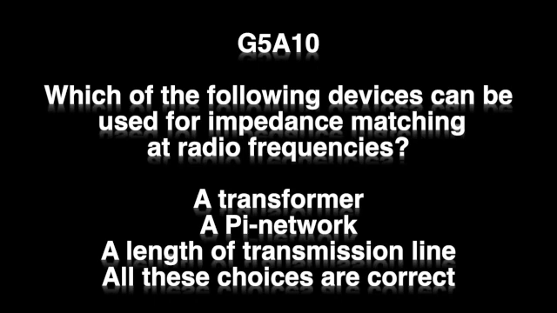G5A10. Which of the following devices can be used for impedance matching at radio frequencies? A transformer. A pi network. A length of transmission line. All these choices are correct.